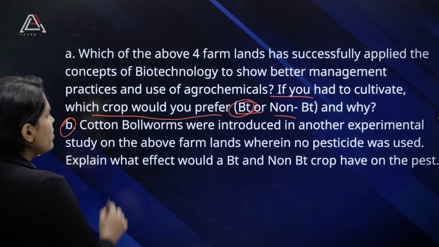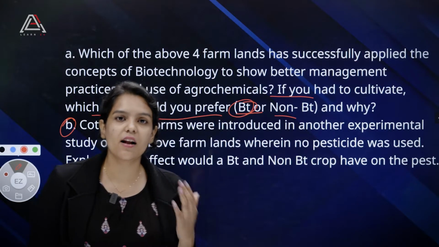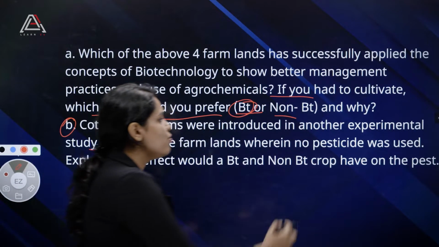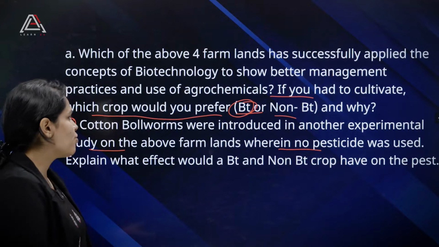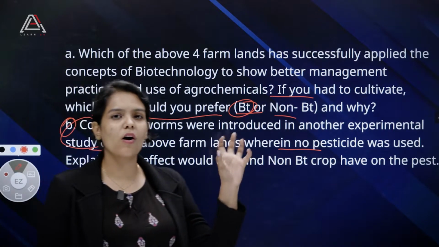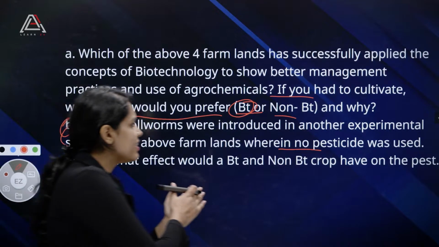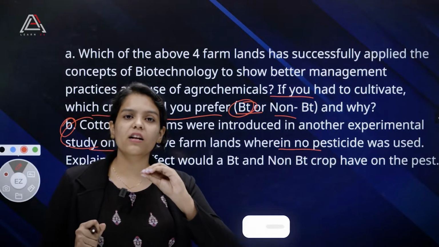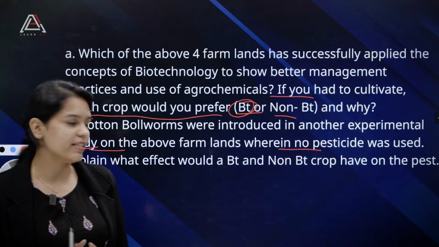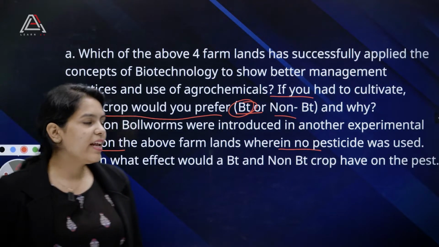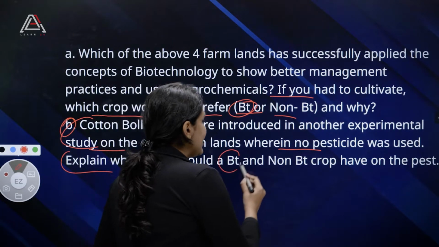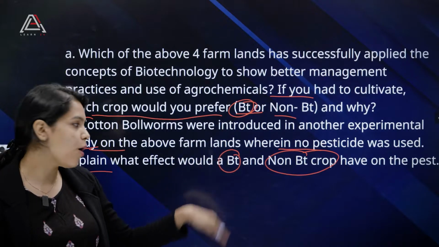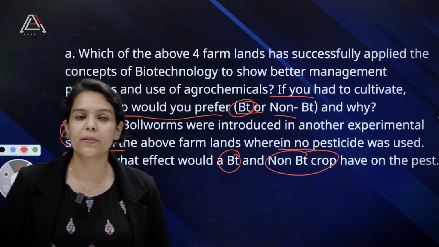The next part is, cotton bollworms were introduced in another experimental study on the above farmlands wherein no pesticide was used. Okay, so a condition is provided where a cotton bollworm is nothing but an insect. This insect was introduced in this particular experiment into a farmland where they haven't used any sort of pesticides. Then they are asking, explain what effect a BT and non-BT crop would have on that pest, that is, on the cotton bollworm.